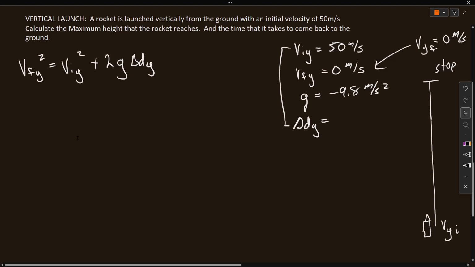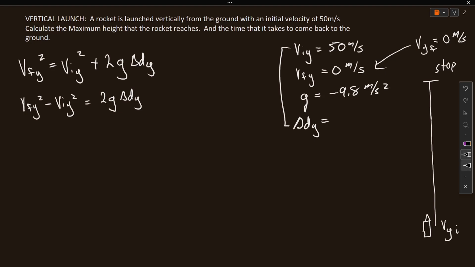All right. Now, question is, we're going to have to do a little bit of algebra, though. Hey, but that's all right. We're fine with algebra. And so I'm going to do VFY squared. I'll subtract the VIY squared, leaving a 2g delta dy. So I basically subtracted this. Maybe I'll put this in a little bit of a different color here. Pink. Basically subtracting a VIY squared here and subtracting a VIY squared here. These guys cancel, leaving just this guy.